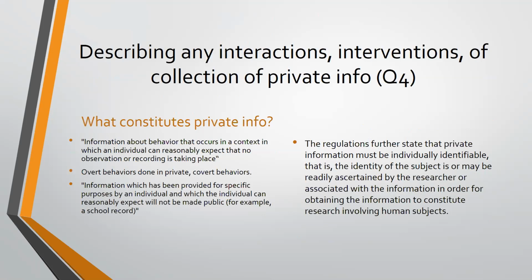Private info would be considered information about behavior that occurs in a context in which an individual can reasonably expect that no observation or recording is taking place. So if they tell you information about what they do at home in their spare time, they could reasonably expect that to be private information, because there aren't people sitting there watching them most of the time. So any behavior that's done in private, or covert behaviors, or anything to do with that person or their personal information that you wouldn't be able to tell by looking at them.